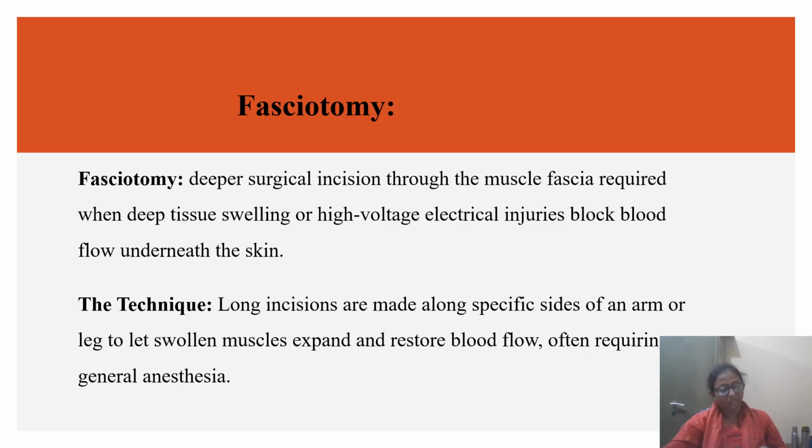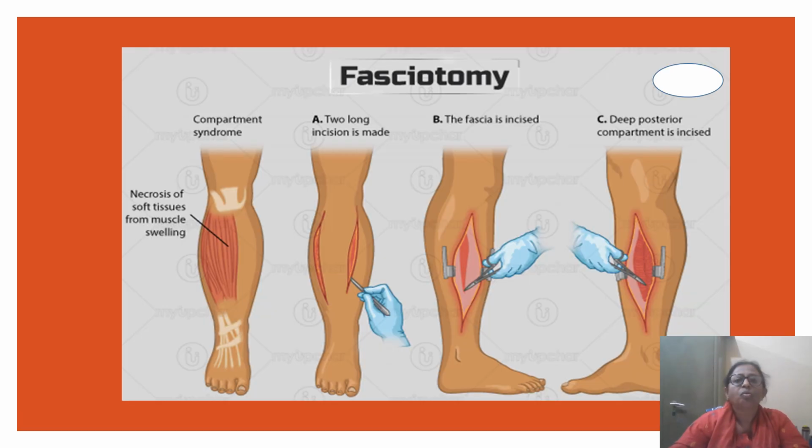So dressings are there, and other than sclerotomy and fasciotomy, there is skin grafting. So this is fasciotomy. You can see the two long incisions made over the leg because there is necrosis of tissues from muscle swelling. You can see the compartments. So here two long incisions are made, the fascia is incised and the deep posterior compartment is incised.